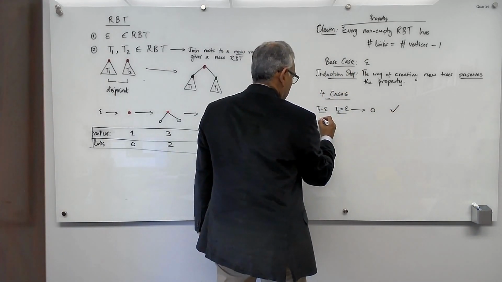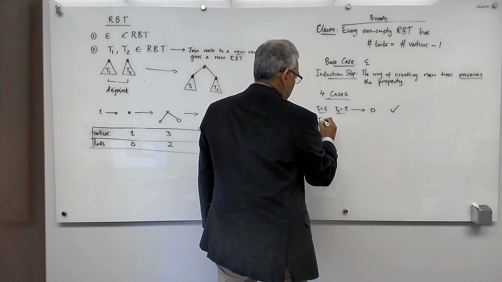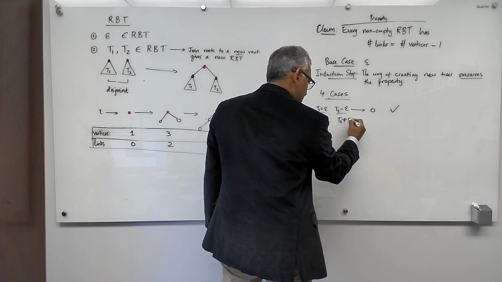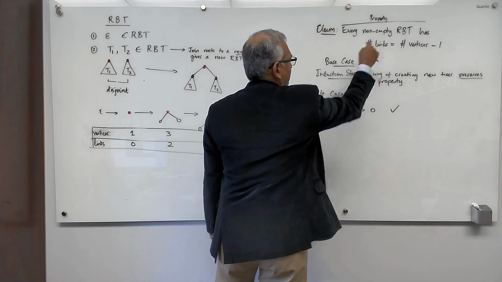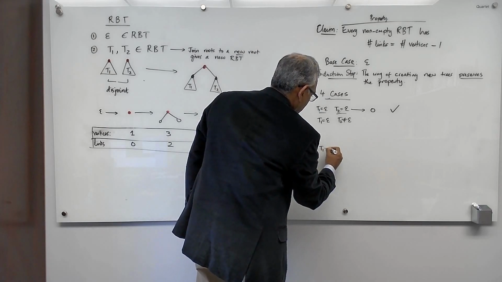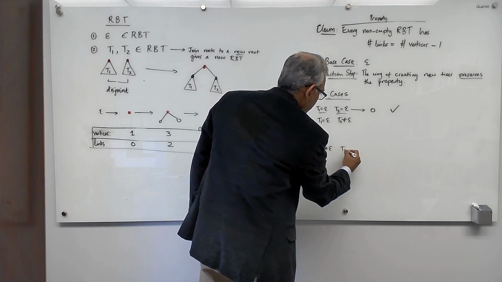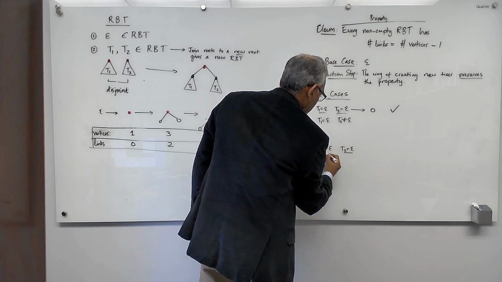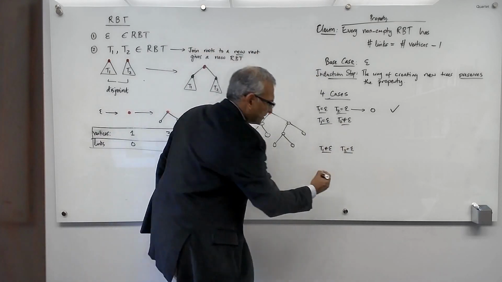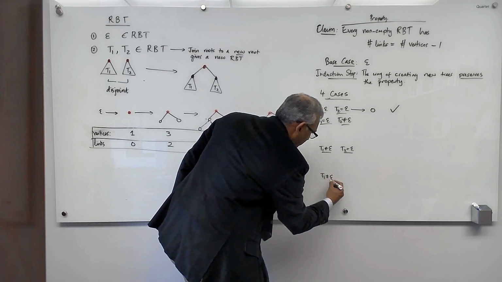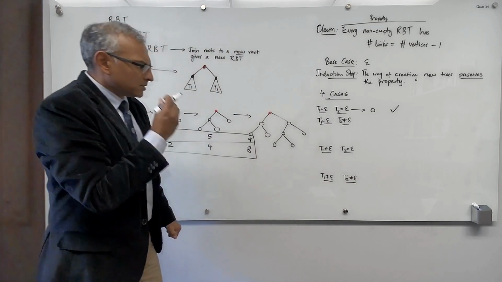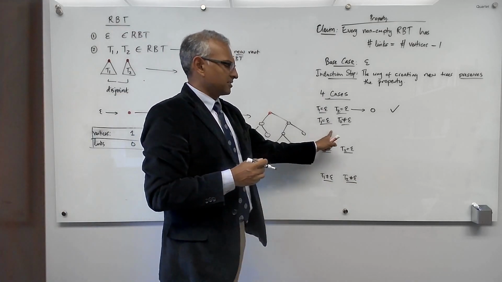Now I could have the other two cases, where T1 is empty and T2 is not empty, and they satisfy this property. The other case is that T1 is not equal to the empty tree, and T2 is the empty tree. And then the fourth case is where they're both not empty: T1 is not equal to the empty tree, and T2 is also not equal to the empty tree. So let's consider this case.